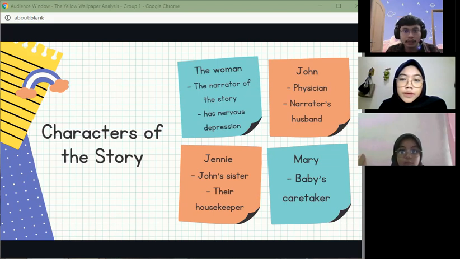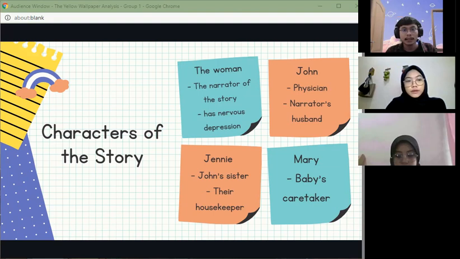The third one is Jennie. Jennie is John's sister and their housekeeper too. And the last one is Mary. Mary is a character mentioned only once, in the beginning of the tale, when the narrator is expressing her inability to care for her baby. And the narrator is thankful that the nursemaid Mary is so good with the baby.